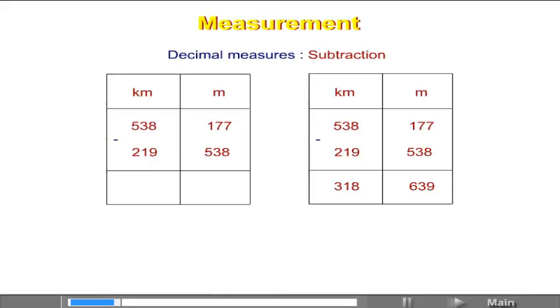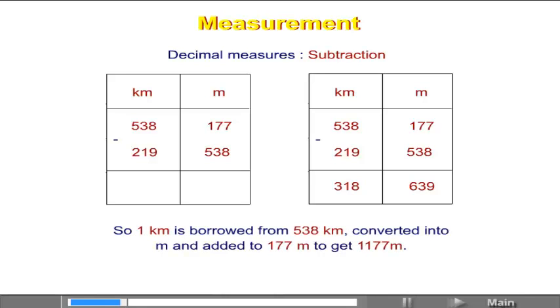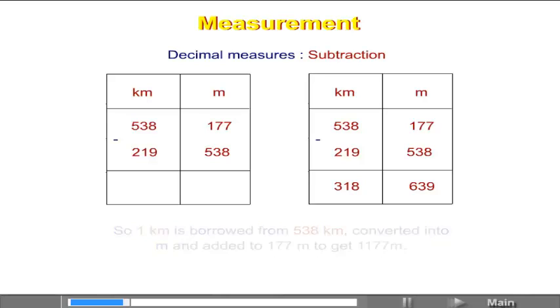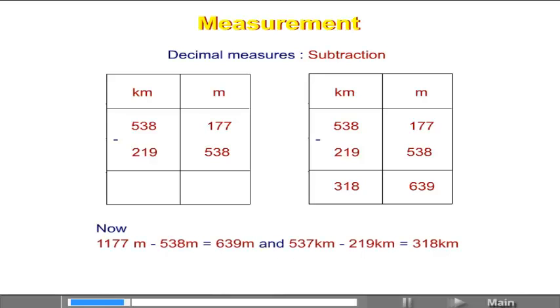We will have to think about the kilometers separately and the meters separately. First, let us think about the meters. We cannot subtract 538 meters from 177 meters. So, let us borrow 1 kilometer from 538 kilometers. Thus, 538 kilometers will become 537 kilometers, while 177 meters will become 1177 meters. Let us begin the subtraction now.